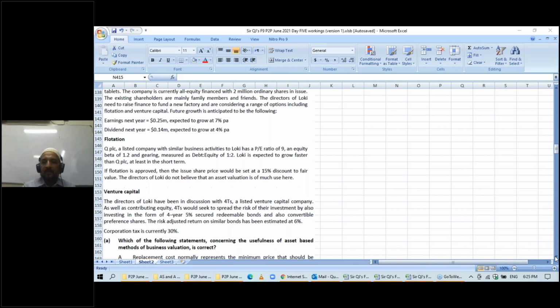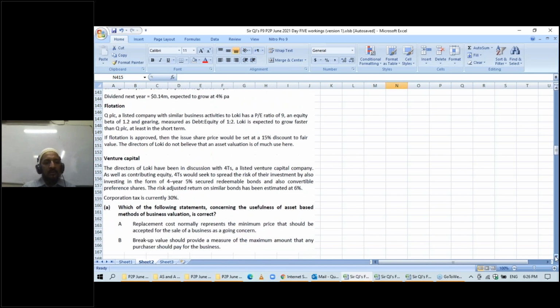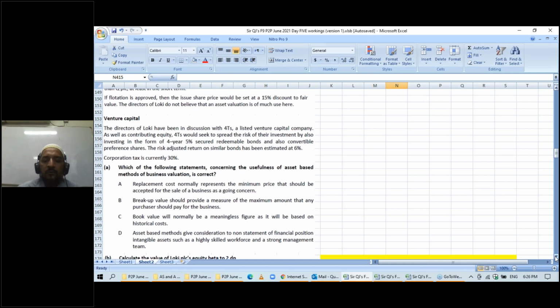Okay. So let's start doing this question. Which of the following statements concerning the usefulness of asset-based methods of business valuation is correct? Remember what they're telling about asset-based methods. Now this means that the company is valuing another company using the asset-based method. Replacement cost normally represents the minimum price that should be accepted for the sale of a business as a going concern. This is not correct.